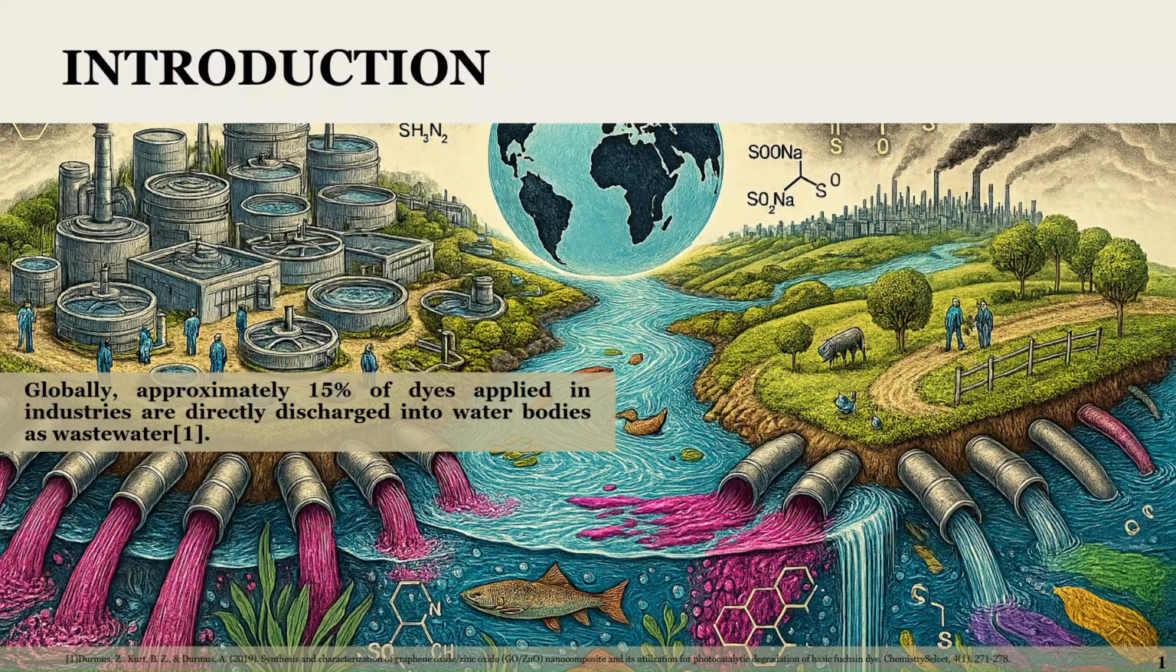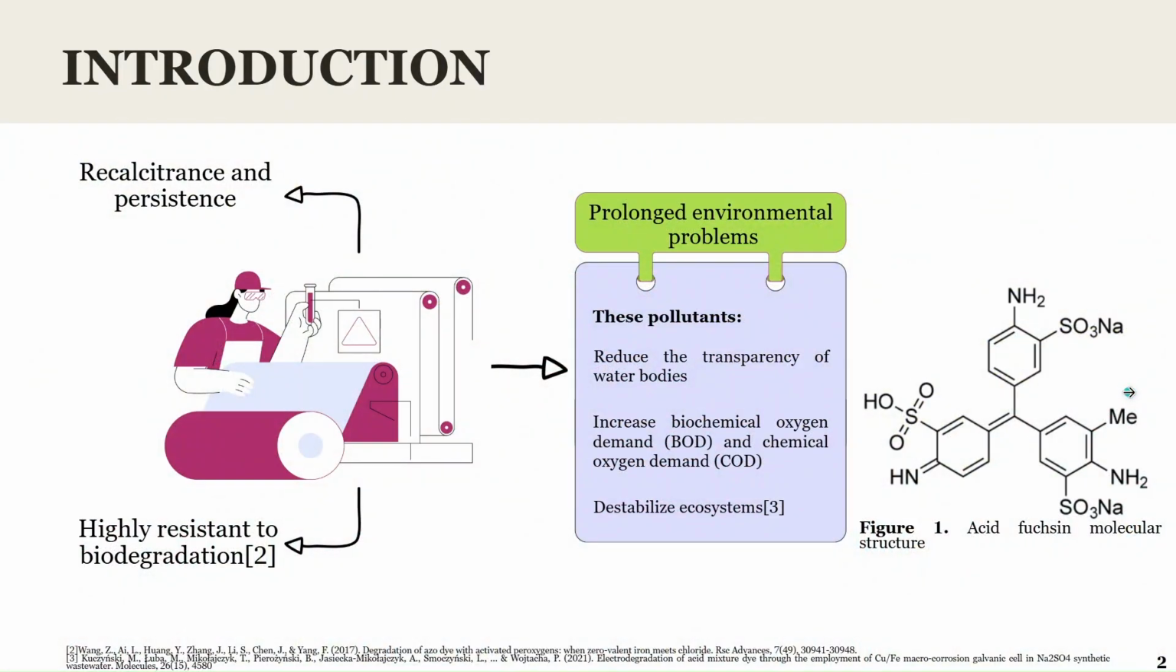Globally, approximately 50% of dyes used in industrial applications are discharged directly into water bodies as wastewater. The textile industry is one of the most water-intensive sectors, and the dyes used in this industry represent a major source of aquatic pollution. Acid Fuchsin, the selected model contaminant in this study, is widely used in the textile industry and in laboratories and contributes substantially to aquatic pollution.